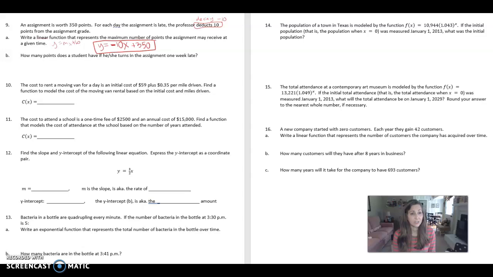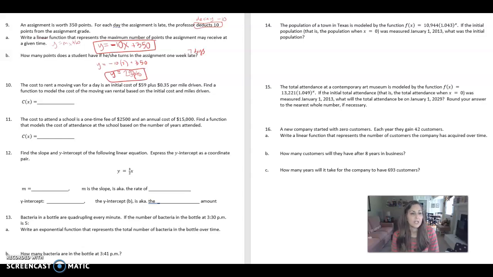B, how many points does the student have if he or she turns the assignment 1 week late? Well, 1 week is the same as 7 days. So I need to go to my formula, and where I have my X, I'm going to plug in a 7. And you can just straight up type this in your calculator. Your calculator should be able to handle these order of operations. So we know negative 10 times 7 is negative 70, plus 350. Yeah, I just typed that straight in my calculator and it can handle the order of operations. So the answer is 280 points. You would have 280 points if you were a week late on an assignment.